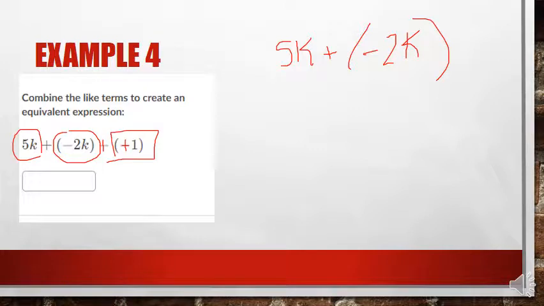One is positive, one is negative. You want to take the bigger number. 5 is bigger than 2, so since 5 is positive, my answer is going to be positive. Because one is positive and one is negative, I'm going to subtract. 5 minus 2 gives me 3. Don't forget your k. So this gives me 3k. And we're done with the k's. And this, we can't group it with anything else, so just bring it straight down. If you can't group something, just bring it straight down.